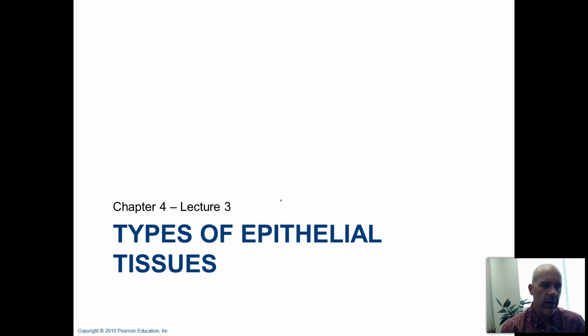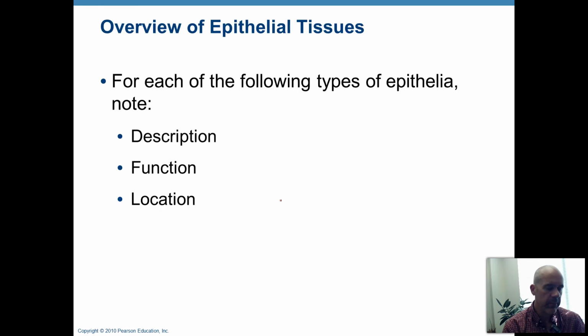All right, we're going to continue on and discuss in a little bit more detail the various types of epithelial tissues, and we're going to see how you can put together those cell shape and cell layering names to name particular types of epithelial tissues, and we'll see some examples of where they are located.